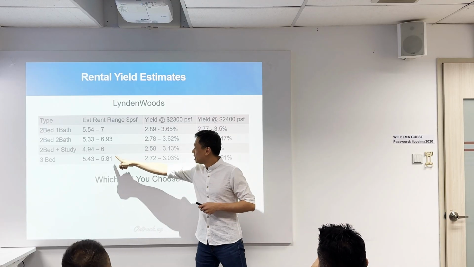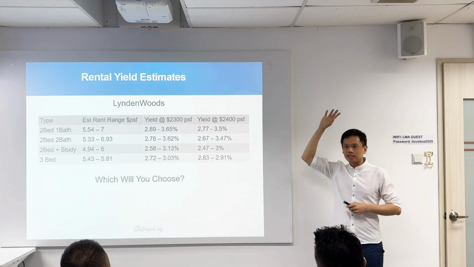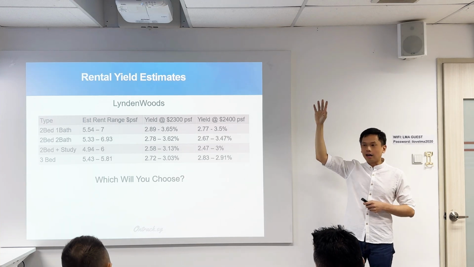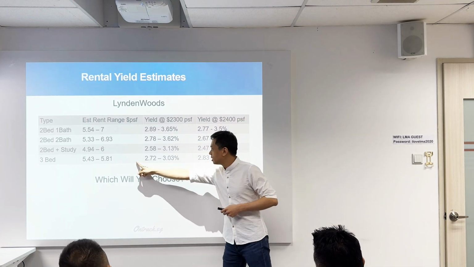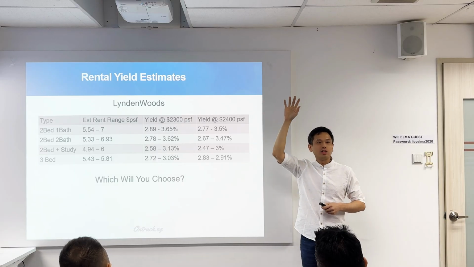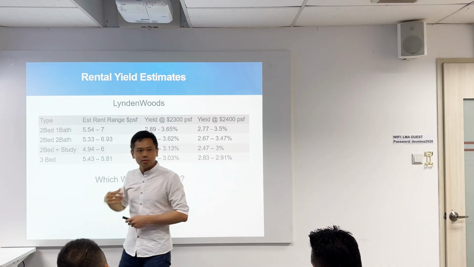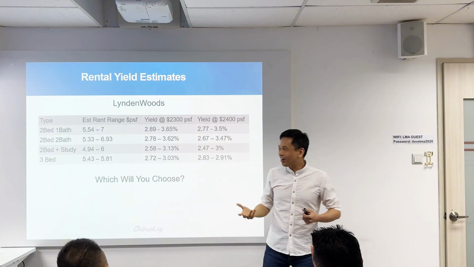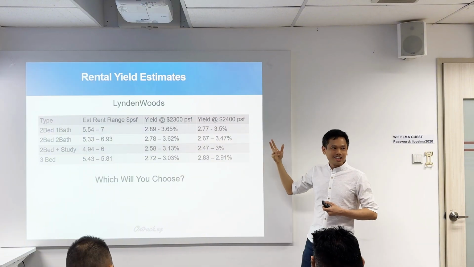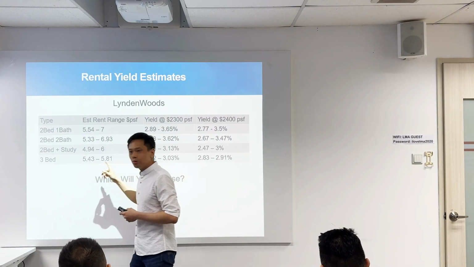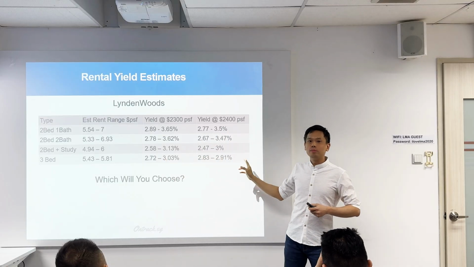Okay, next one. 2-bed plus study. Who will choose 2-bed plus study? Nobody. 3-bedroom? Okay, 3-bedroom. Then the rest choose what? Oh, okay, very interesting. Who chose 3-bedroom again?